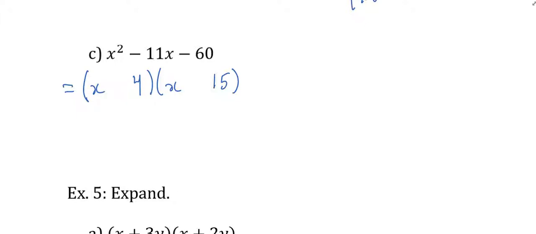Now we just have to figure out which one is negative and which one's positive. Brooke, what do you think? How do you know? Nice. Because the bigger number will have the same sign as the 11, as the middle term, right? Because the bigger number wins in that battle of positives and negatives. And you can always do a check to make sure that it works. Any questions on that? No?